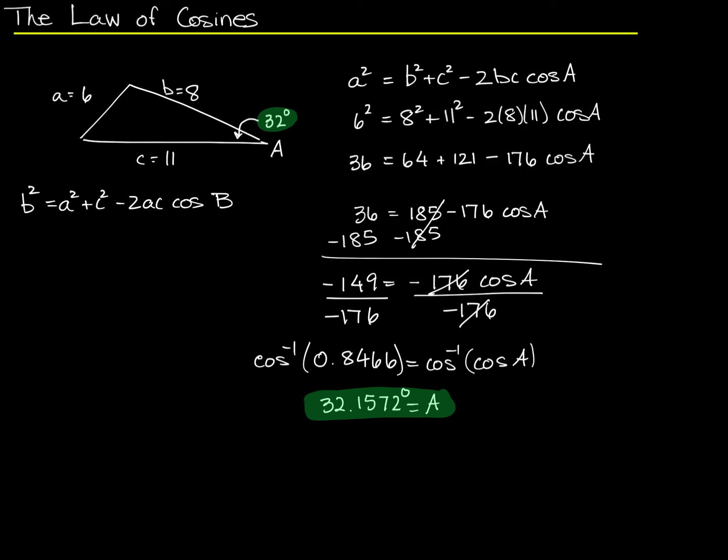So this time around, I have b squared, which is 8 squared, equals 6 squared plus 11 squared minus 2 times 6 times 11 times the cosine of b. That's 64 equals 36 plus 121 minus 11 times 12 is 132 times the cosine of b. I'll just do the rest of the arithmetic off screen.